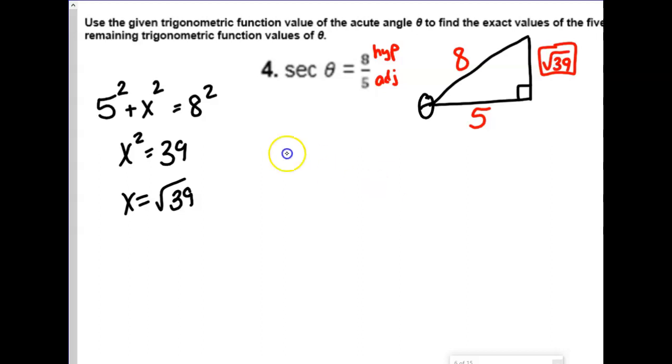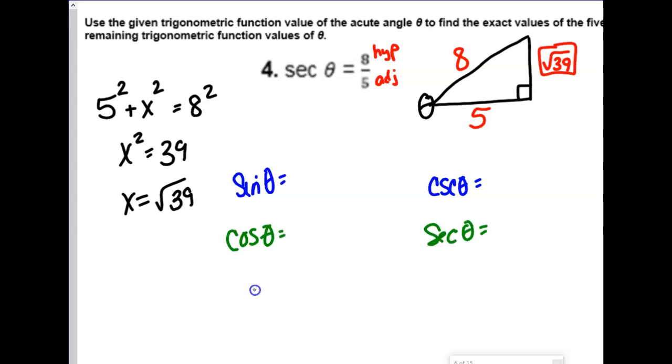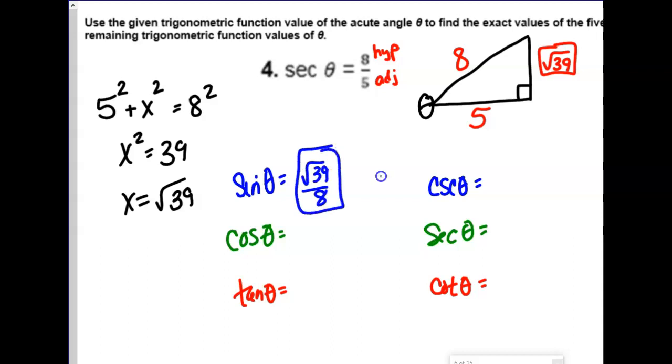Okay, sine, cosine, tangent, and their buddies. So I need sine and cosecant. I need cosine and secant. And tangent and cotangent. So sine is opposite over hypotenuse. So we have the square root of 39 over 8, which I like that answer. Keep it. But your cosecant would be the reciprocal of that, which would start off as 8 over the square root of 39.